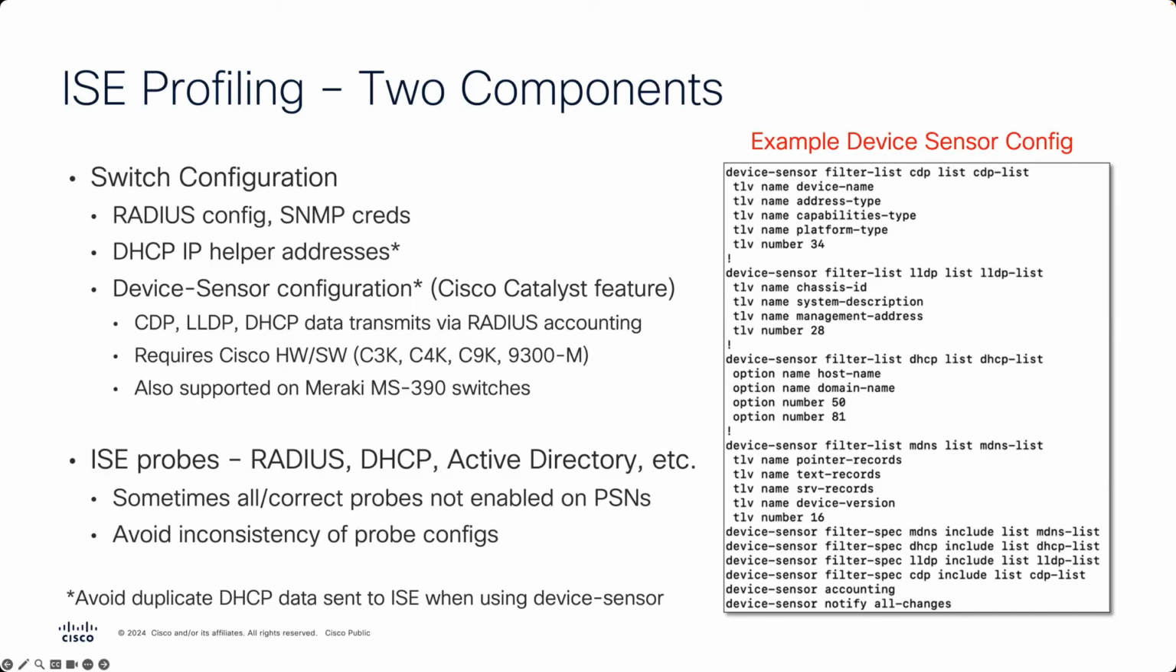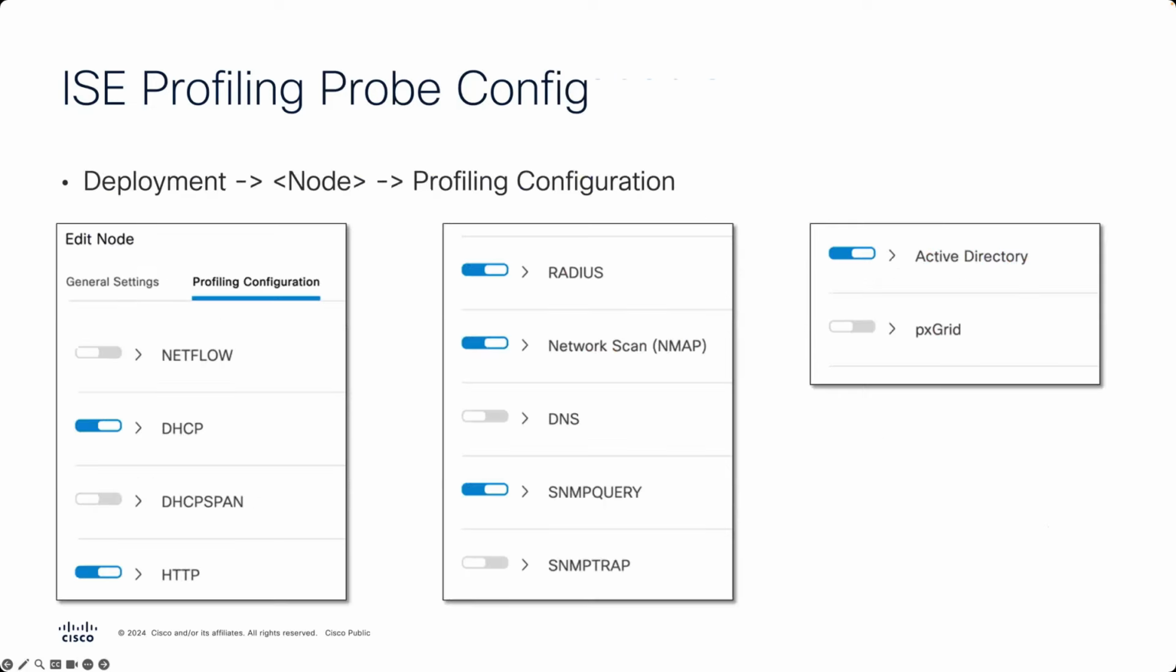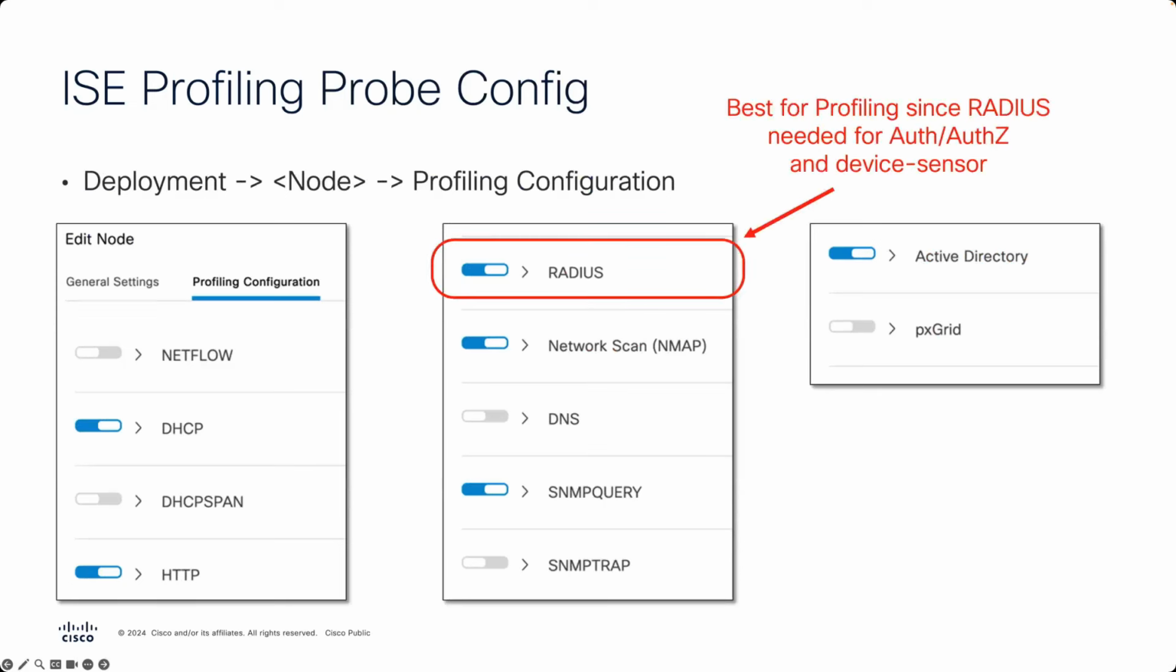So what are those probes that I'm talking about? These are the defaults. ISE profiling probes that are enabled for various protocols, these are the default settings, and included in the defaults is the RADIUS probe. Like I mentioned in the previous slide, this is what device sensor uses for learning additional data about your endpoints. And once that data is learned, we can make policy decisions from it.